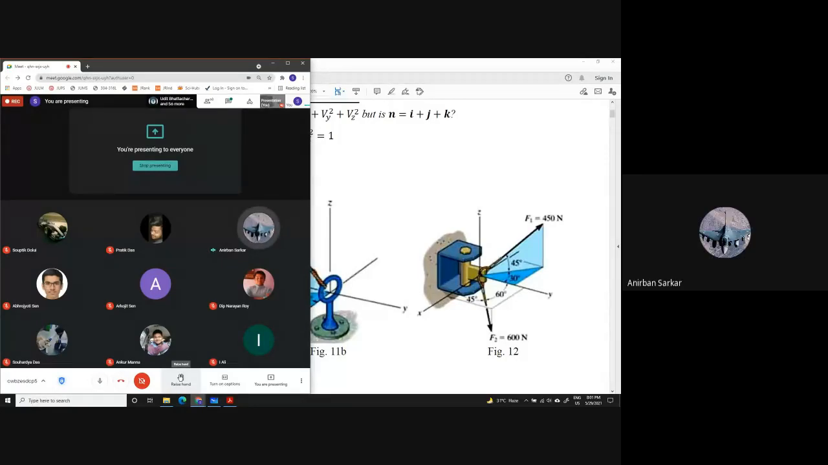The y component is coming 250 root 2. Okay, and how are you getting it? Cos square 60 plus cos square 60 plus cos square beta equal to 1. Okay, can you just repeat what the y component is? 250 root 2. Okay, and how much is that value? 353.553. Okay. Are you sure that is the y component? You are not missing anything.